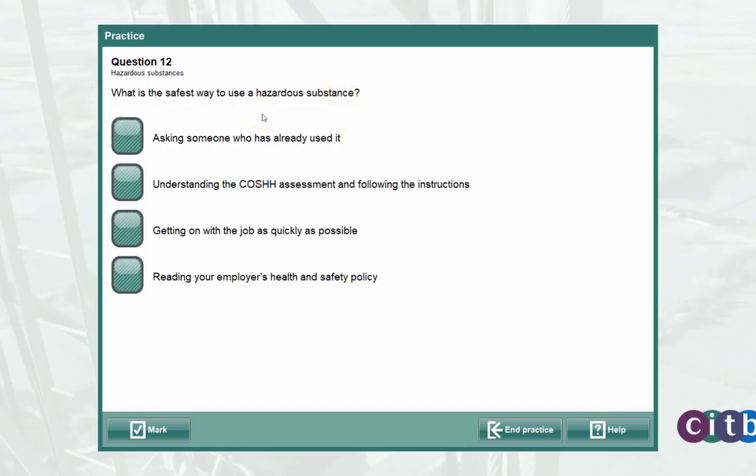What is the safest way to use a hazardous substance? Asking someone who has already used it. Understanding the COSH assessment and following the instructions. Getting on with the job as quickly as possible. Reading your employer's health and safety policy.